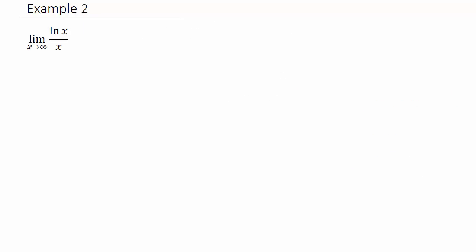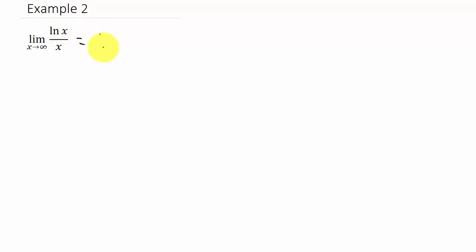The limit of natural log of x over x as x goes to infinity. Alright, so let's take the limit as x goes to infinity. Well, as the x values get big for natural log x, the numerator goes to infinity, and then of course if we plug big numbers in for x, that goes to infinity also. So we end up with infinity over infinity.